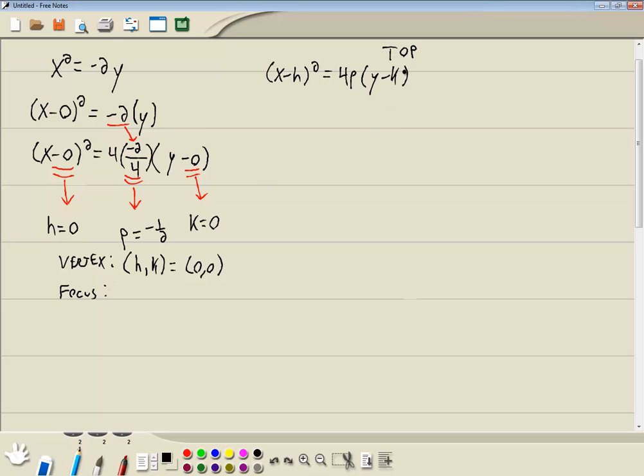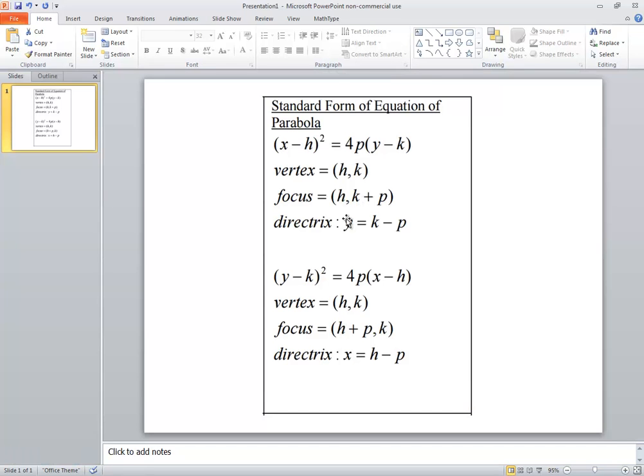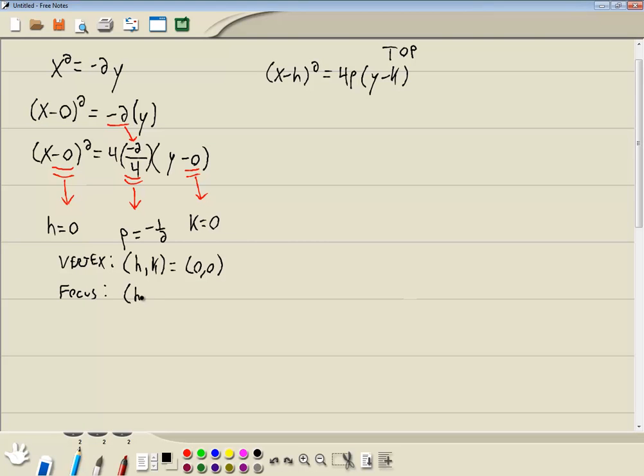Now our focus. Remember, we're working with the top formula. Top formula says our focus is h, k plus p. Well, we said h was 0, so plug that in. K is 0, and p is negative 1/2, so we got that, which gives us 0, negative 1/2. And that's the first thing they're asking for, the focus.